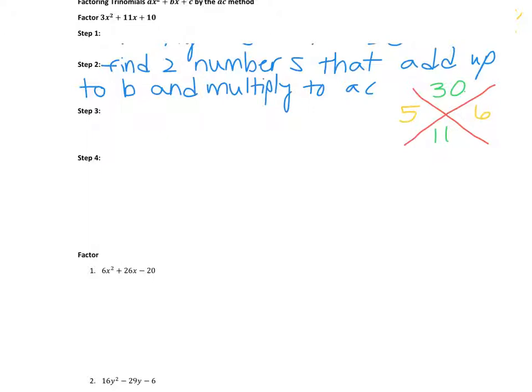All right, so we have our two magic numbers. What we're going to do now, and this step is really important, is we're just going to make a direct substitution for b. Since 5 plus 6 is 11, we're going to rewrite 11x as 5x plus 6x. So let's write that down. We're going to replace our middle term, or b, with the two numbers.